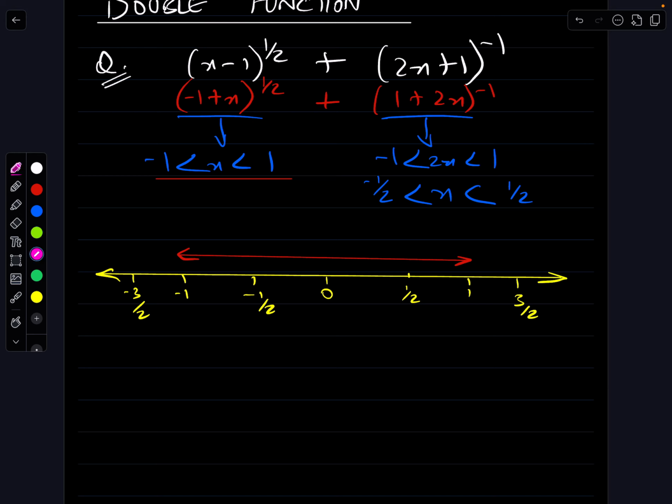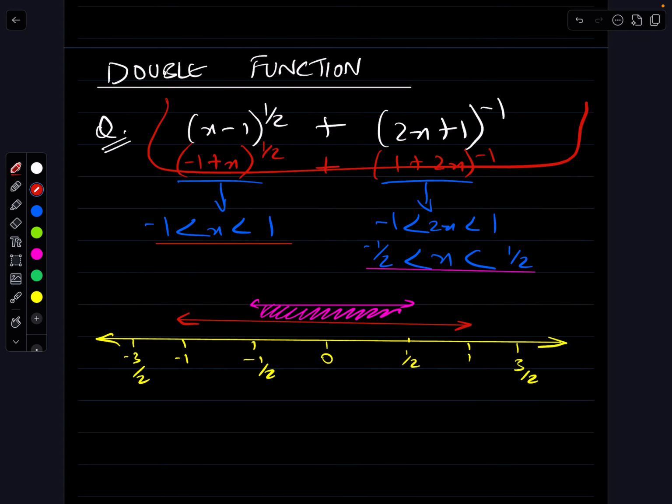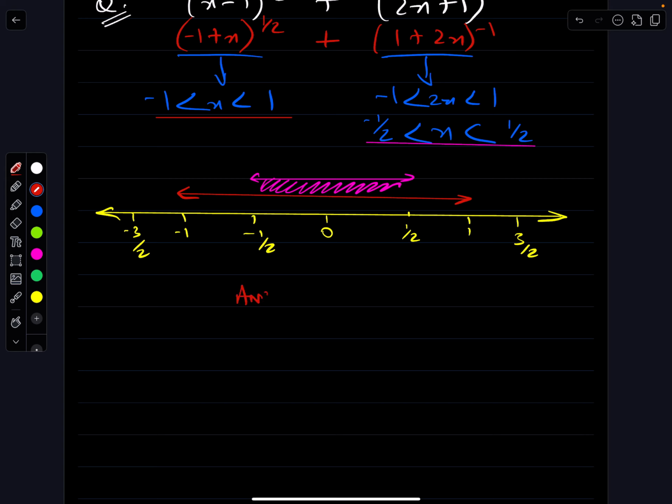Then if I were to illustrate this other part, it can be illustrated like this, from minus half to half. So this is the common region. And thus, if we are asked to find the range of validity for a double function, our answer would be the common region, and it would be minus half and then x and a half. x lies in between minus half and half, not included.